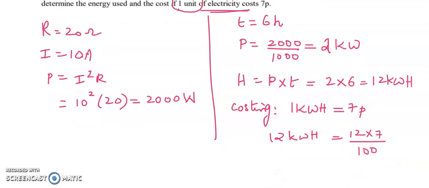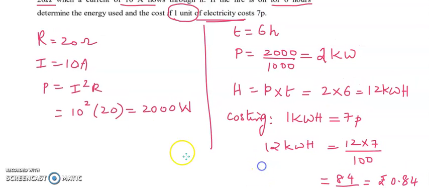So it will be 84 divided by 100, which is rupees 0.84. Am I clear? Sure. So first we found the power. We changed the power into kilowatt because the commercial unit for energy is 1 kilowatt hour. So I need kilowatt. Then I've done power multiplied by time, P into T. That gave me the total amount of kilowatt hour of heat energy dissipated or used, and then the costing.